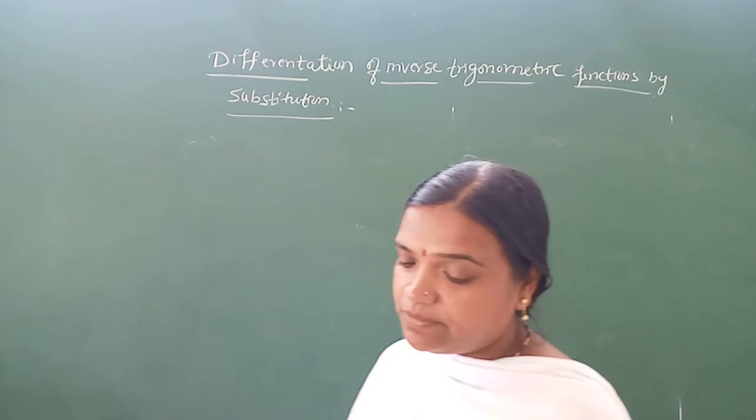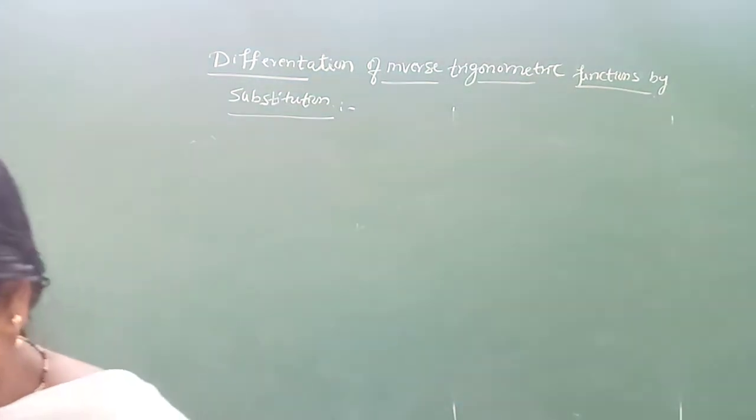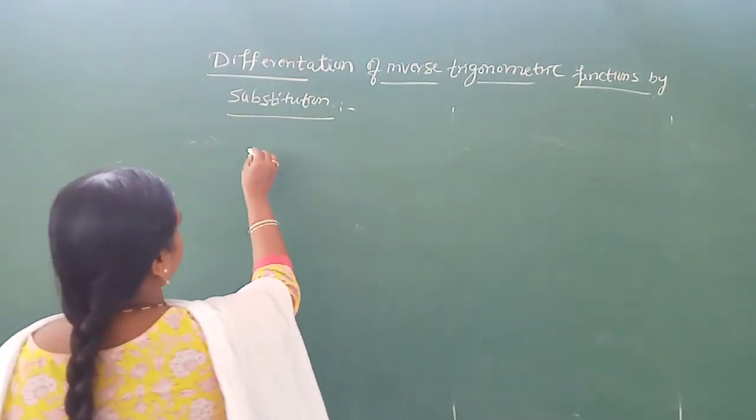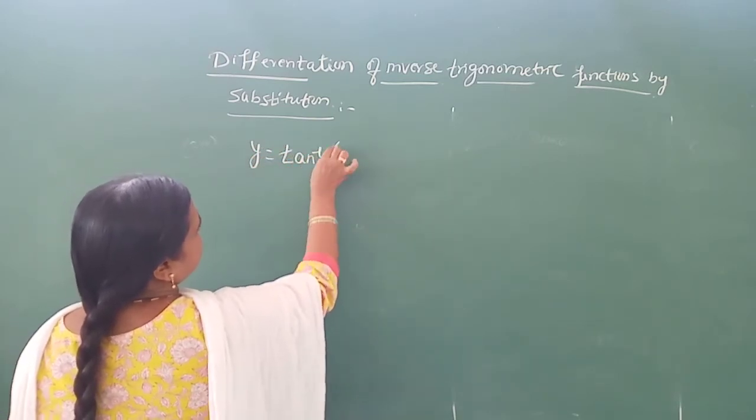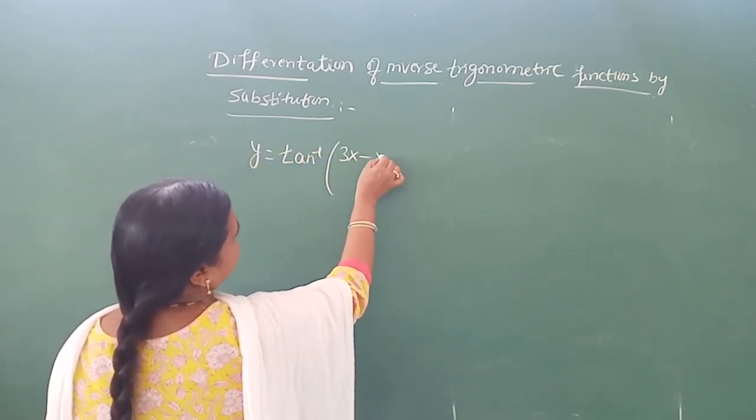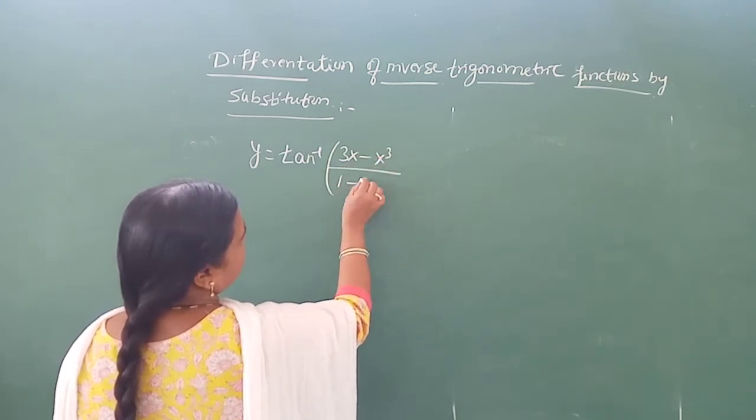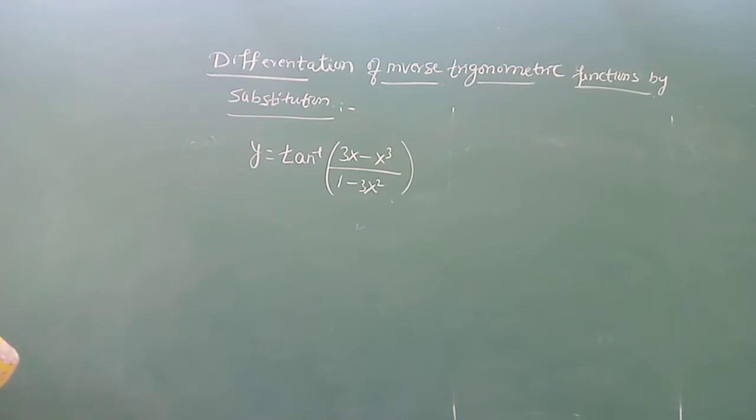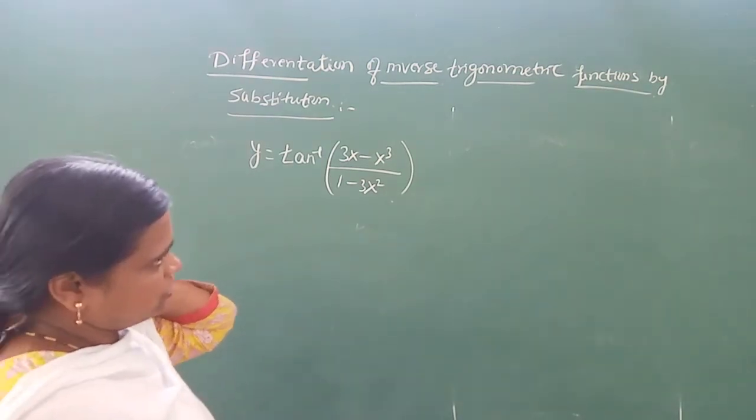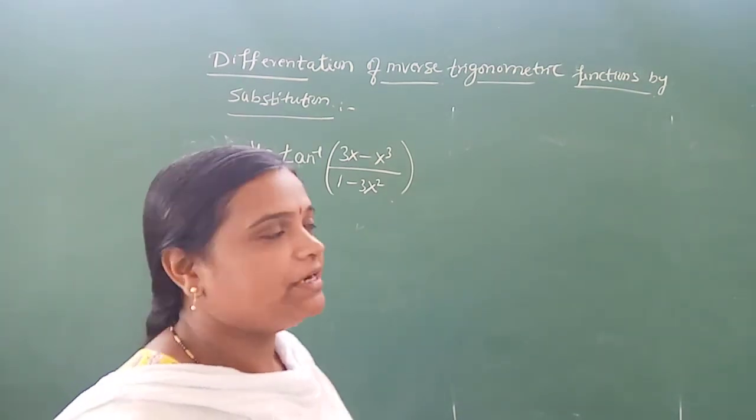Next example, same as usual, find dy by dx. If y equals tan inverse of (3x minus x cube) divided by (1 minus 3x square), find dy by dx. We have to calculate dy by dx.